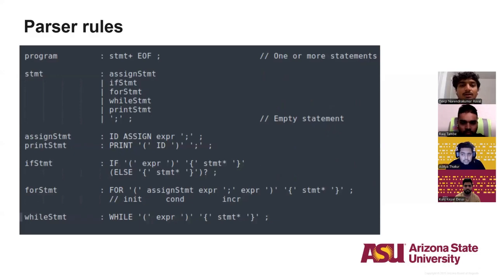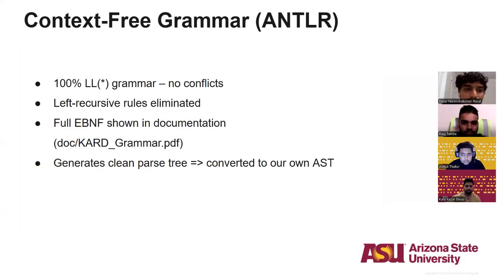And once we have all these tokens, we just need a grammar. For that, we have designed a 100% LL(*) grammar. For those less familiar with compiler theory, that essentially means our grammar is efficient and free of ambiguity. There are no conflicts, where the parser gets confused about which rule to apply. We also eliminate left recursion, which is a common pitfall that can cause parsers to enter infinite loops. This grammar generates a clean parse tree, which can then be converted into our own abstract syntax tree.